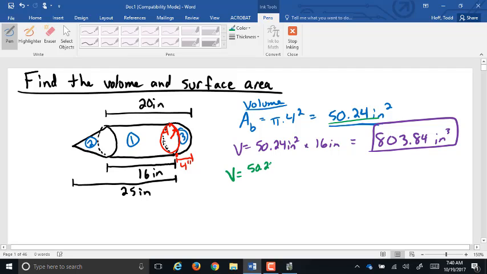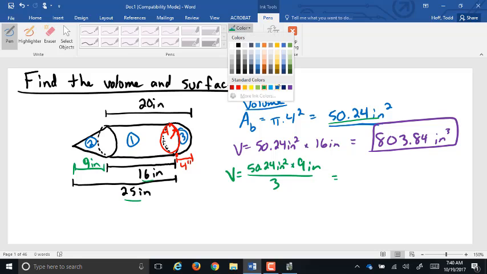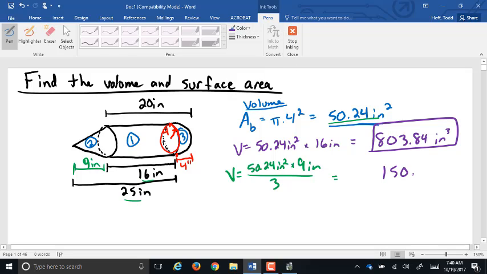So the volume is 50.24 inches squared times, what's its height? Careful. 9 inches, right? 25 minus 16. So times 9 inches, divided by 3, which would give us 150.72 inches cubed. That's part 2.